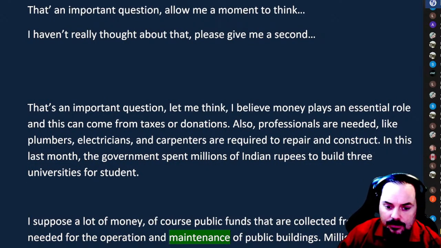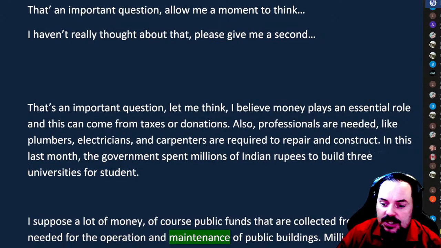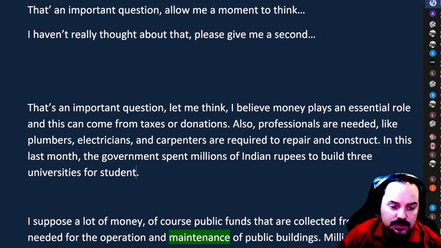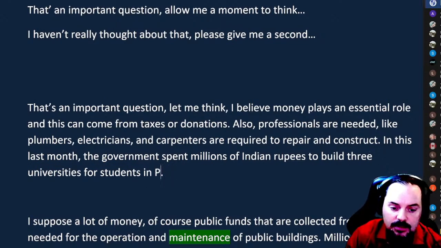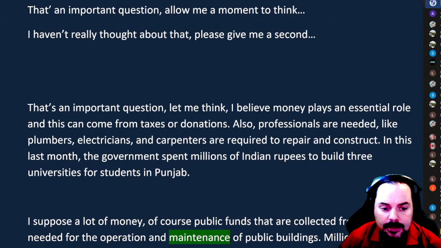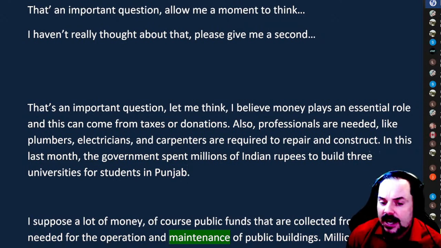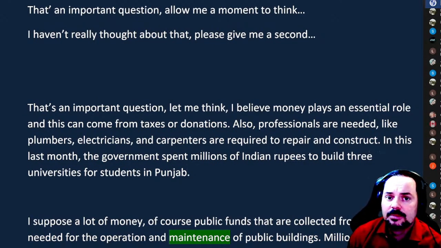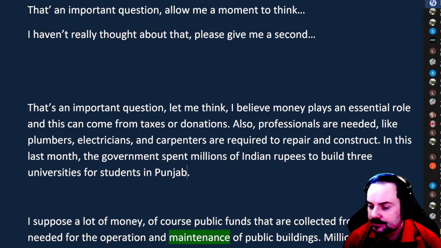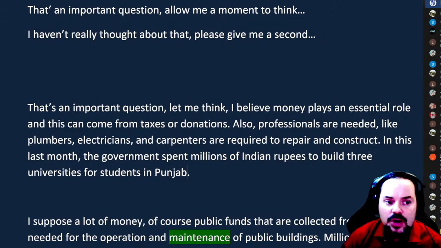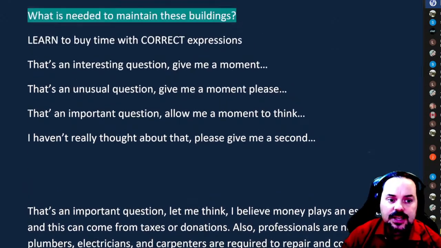Spent millions of Indian rupees to build three universities for students in Punjab. Okay. Yeah, it's a really good idea to use numbers in your answer. And especially in examples, because they make your examples even more specific, okay? All right, let's try this. I'm going to repeat the question and the answer and then you copy me.